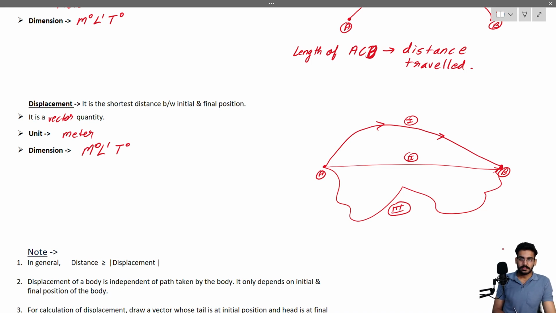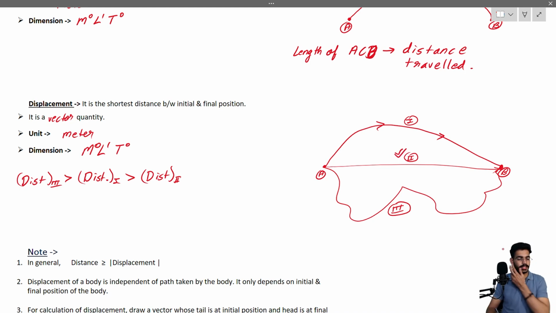So here I can say the distance in the third path is bigger, then the distance in the first path, and then the distance in the second path. This is the sequence. Displacement is always the shortest path, so displacement is basically the second path. Path 2 is the displacement vector, whatever length it is, AB, directly a straight line.